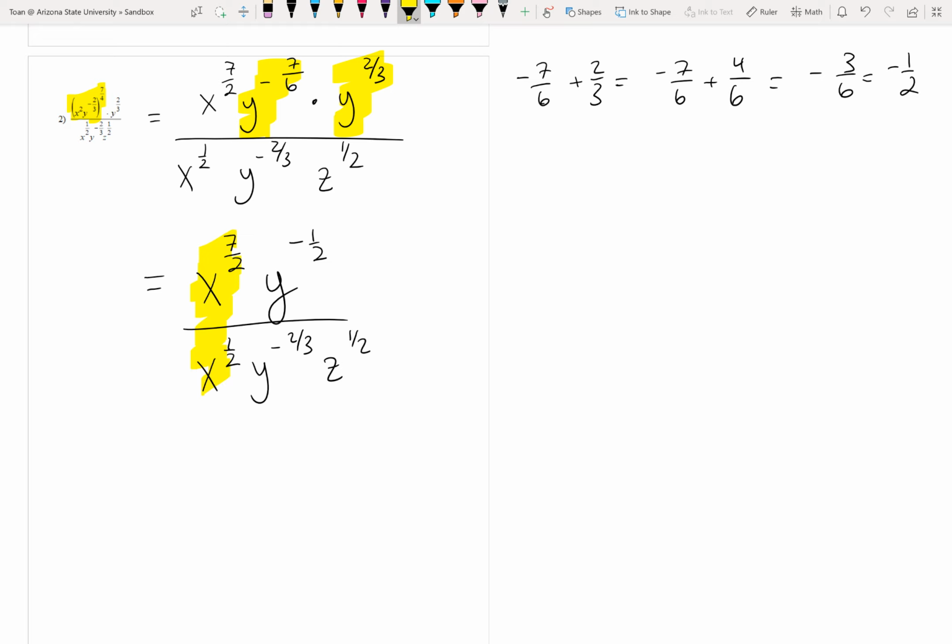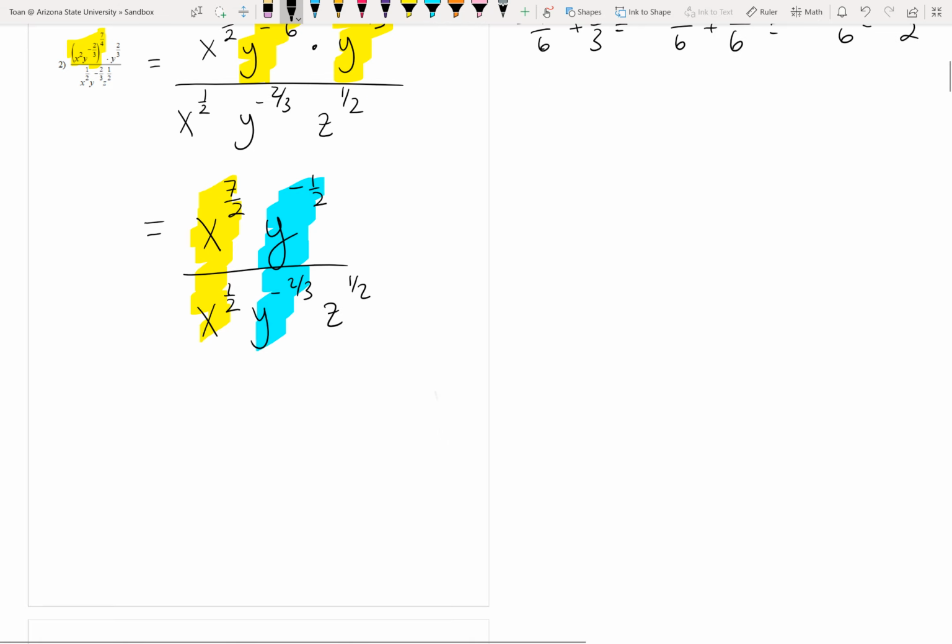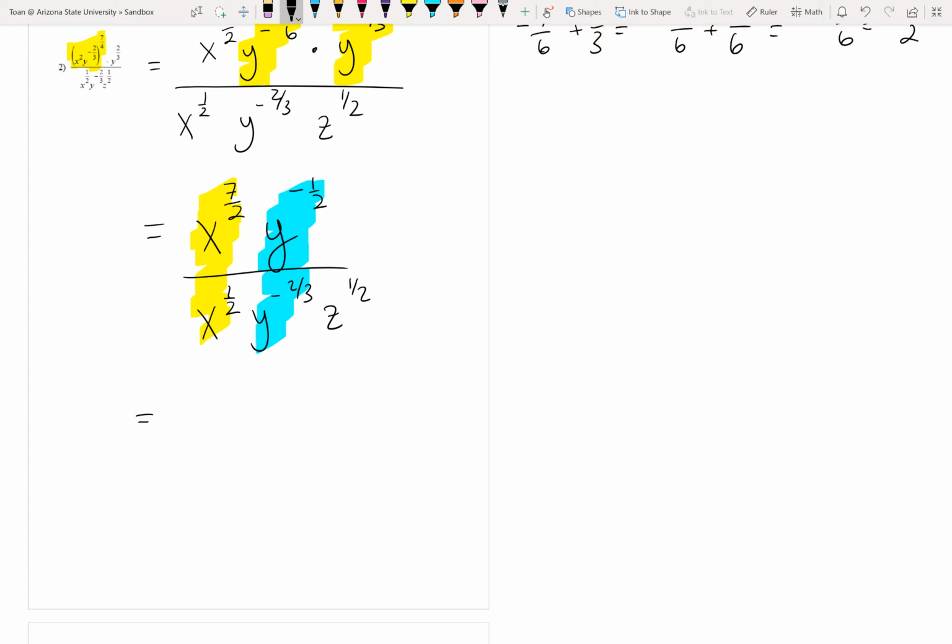So we have these x's here and these y's here. Unfortunately, that z does nothing. It just stays put. And so then the rule goes, we subtract, and I like to do big minus small. So for the x's, you do 7/2 minus 1/2, which is 6/2, which is 3. And the 7/2 is on top, so you have x cubed on the top there.